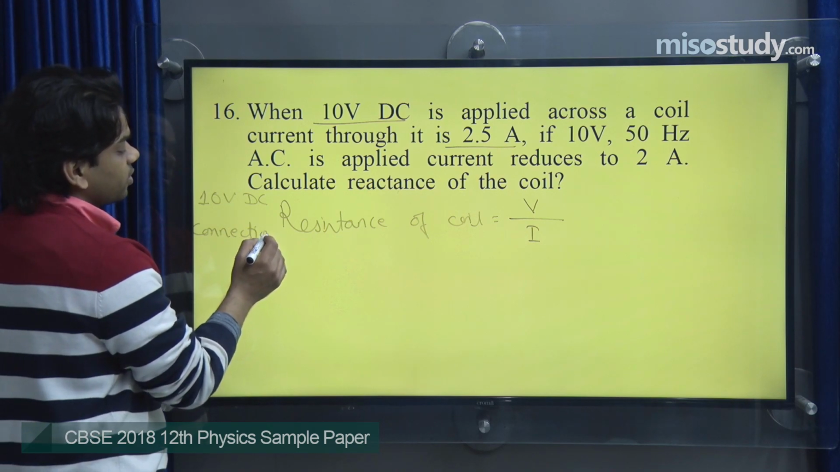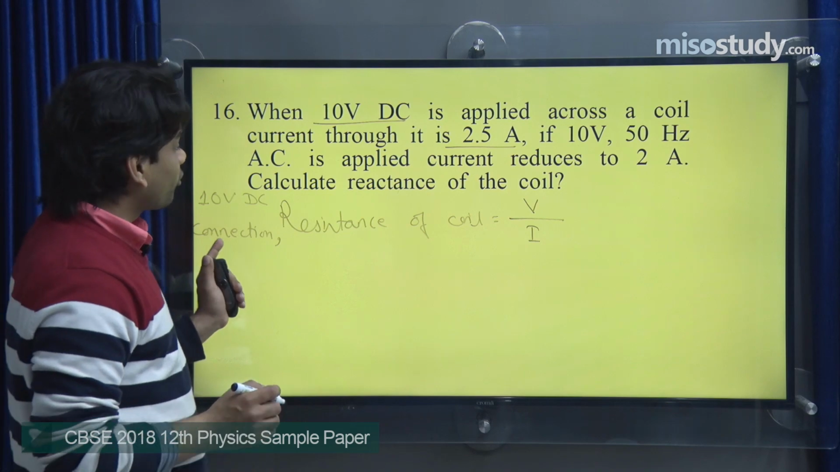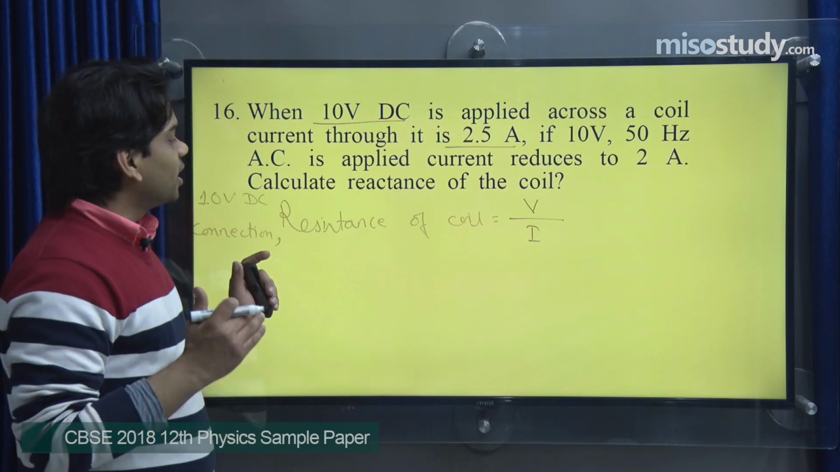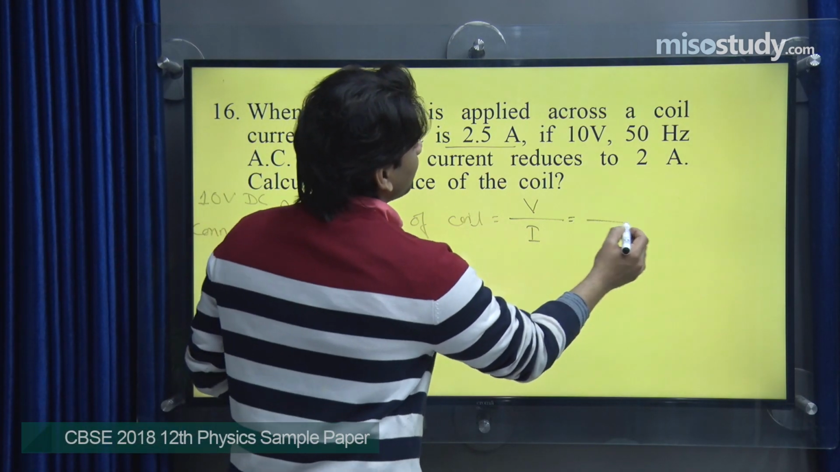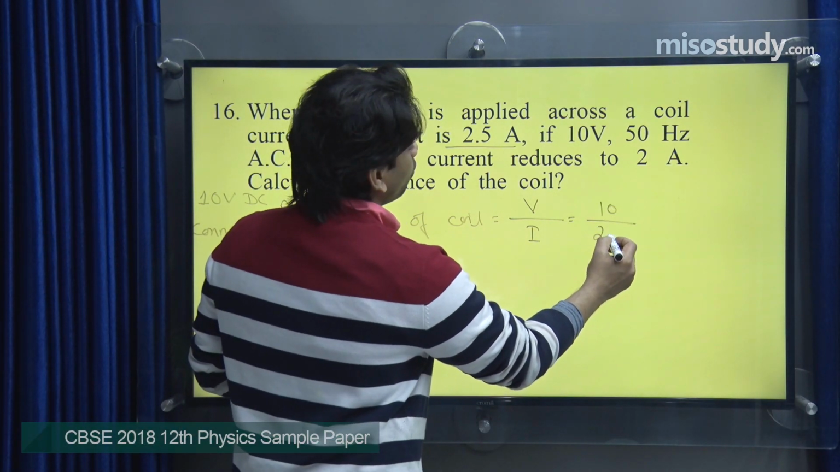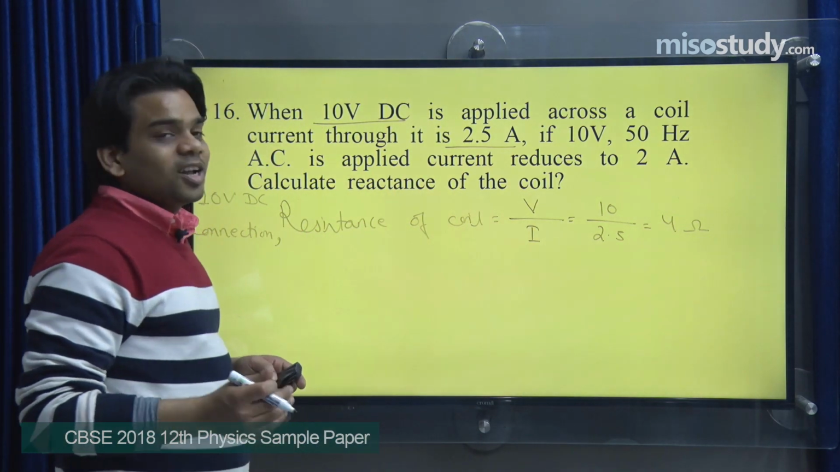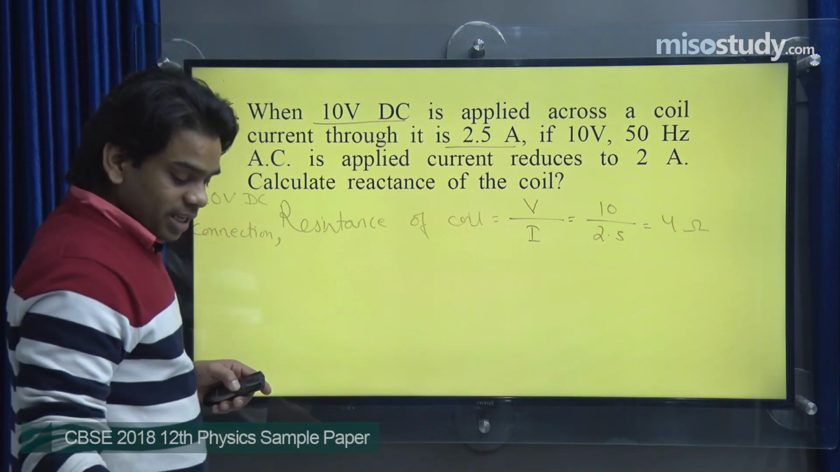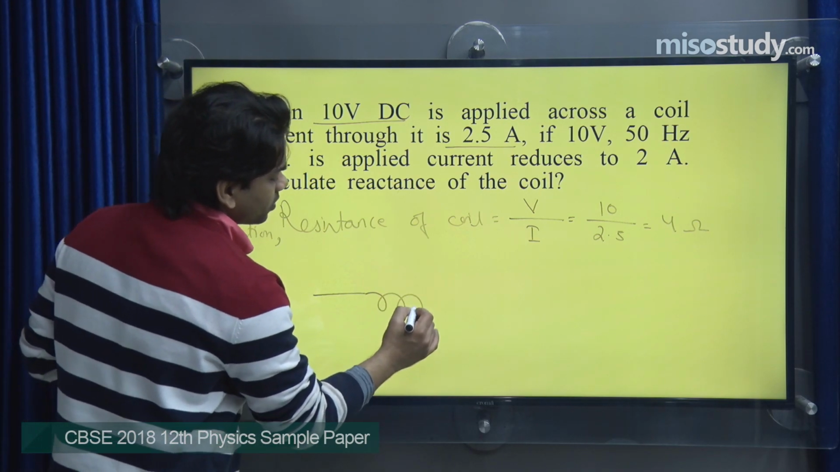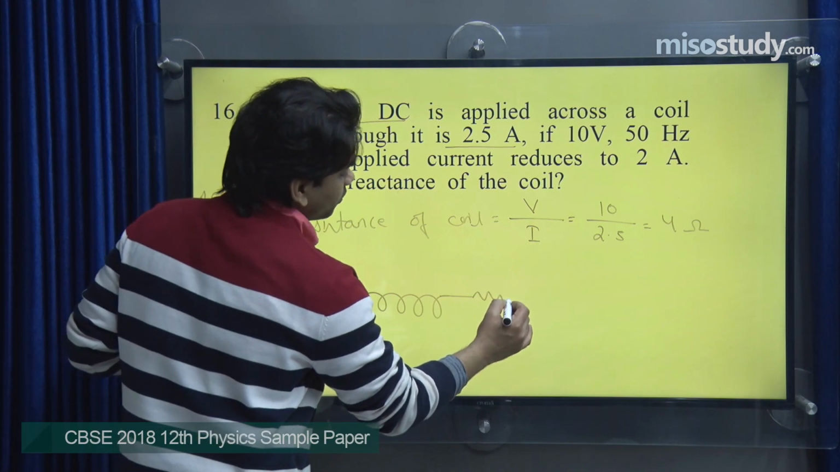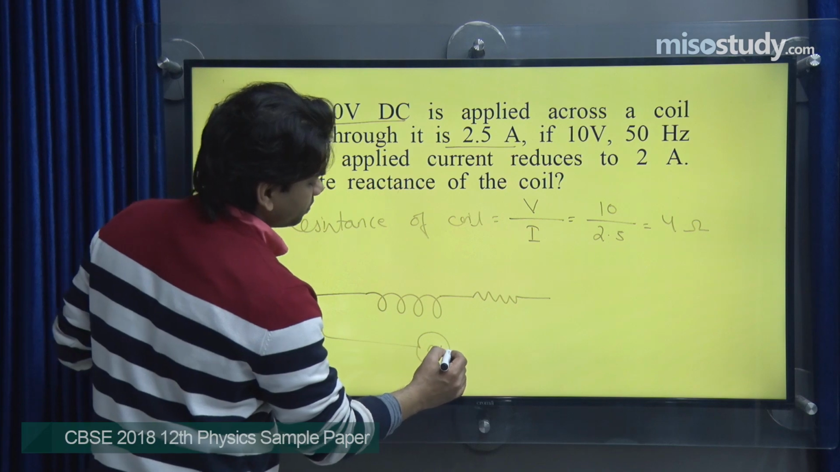Mention it separately in your examination paper. I have not mentioned it here to save time. You have to mention that when 10 volt DC is connected, the resistance of the coil will come out to be V by I, that is actually 10 divided by 2.5, that is equal to 4 ohms. We got it. Now when AC is connected, what is happening? In the case of AC connection, the coil will behave somewhat like this. This is the coil and this will be its resistance. And here we have the AC source.